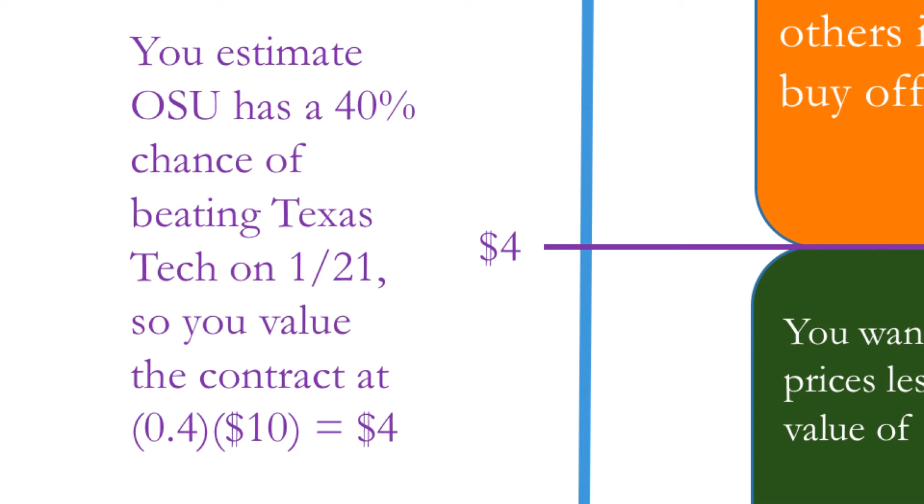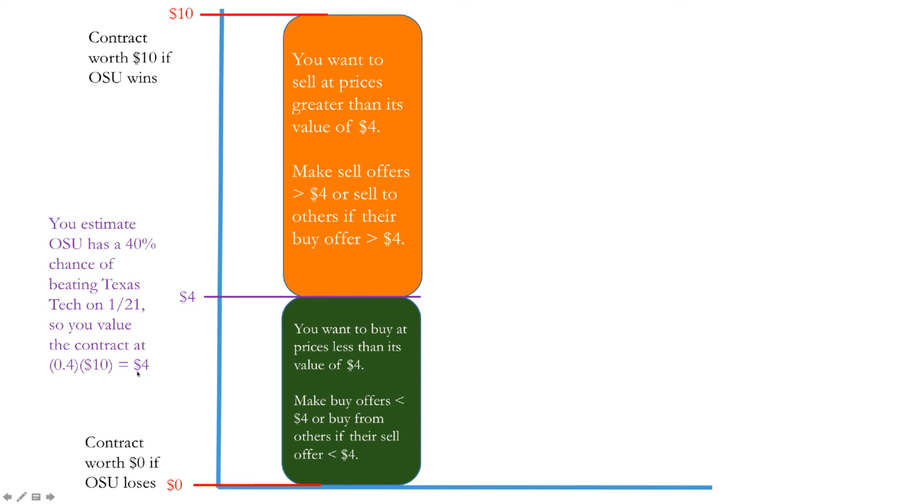Now, to do a strategy, you've got to come up with some prediction of OSU's chances of beating Texas Tech. And you don't have to know a lot about basketball to do this. You can just look at the past performance of OSU. And let's suppose you decide that OSU has a 40% chance of beating Texas Tech on Jan 21st. That means you value the contract at 40% times $10, $4. This is because there's a 40% chance that that contract will be worth $10. So you perceive that contract to be worth $4.